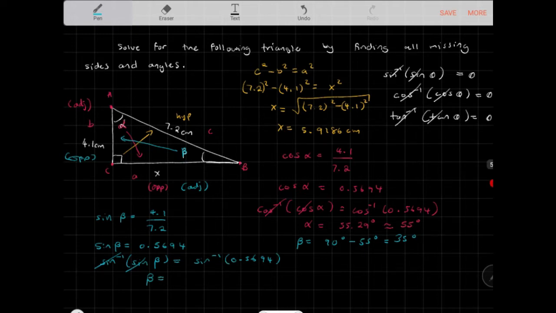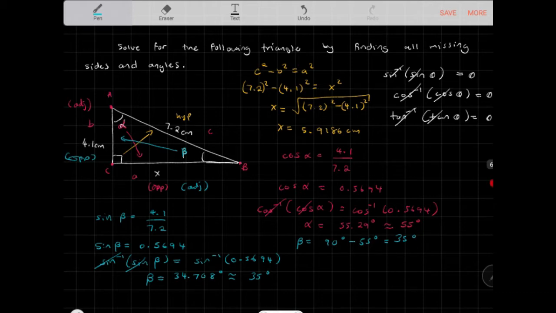0.5694. So if I do that in my calculator, you get 34.708 degrees. If I round that to the nearest degree, it's about 35 degrees. So you can actually see that you get the same value. Okay, this is really useful, and it does really help us to understand this, right? So you can see that beta will give us the same value.